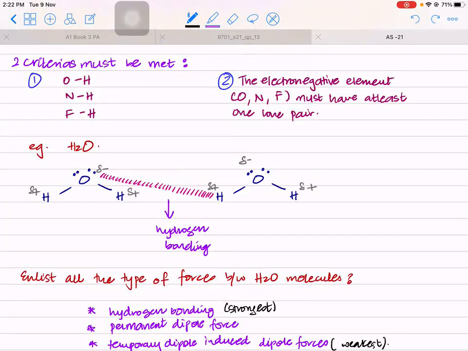Now, if I ask you to enlist all the types of forces that you see in water, all the intermolecular forces that you have in water, what will they be? Hydrogen bonding, permanent dipole forces, and temporary dipole, induced dipole forces. Which is the strongest type? Hydrogen bonding. Which is the weakest? Temporary dipole, induced dipole forces.